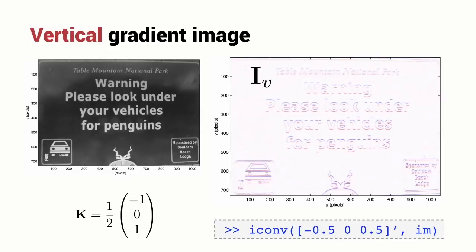We can compute this in MATLAB using almost the same function as before, except we have transposed the kernel. The kernel is a 1 by 3 matrix, and we use MATLAB's transpose operator, the quote symbol, in order to transpose that kernel into a 3 by 1 matrix.